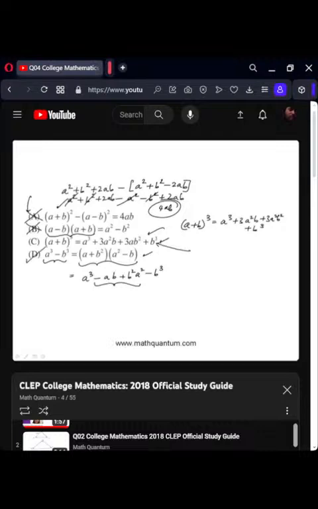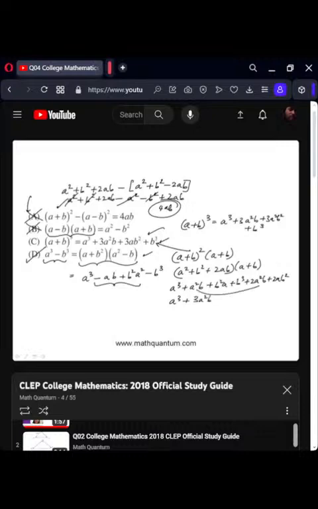This one is a good one to know, the cubic expansion. If you don't know, then your option would be to do a plus b squared times a plus b, so this is a squared plus b squared plus 2ab, and then you do this expansion. You'll notice that this is 3a squared b, that becomes 3ab squared, and then b cubed, so that is indeed identical to that, so the answer is D.